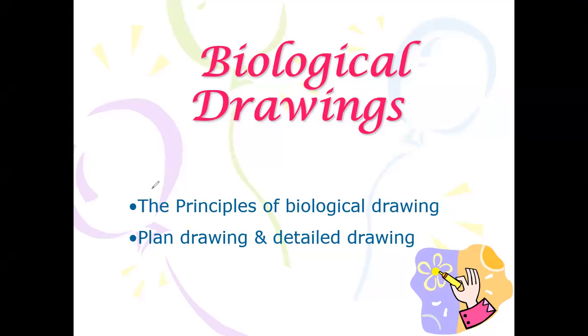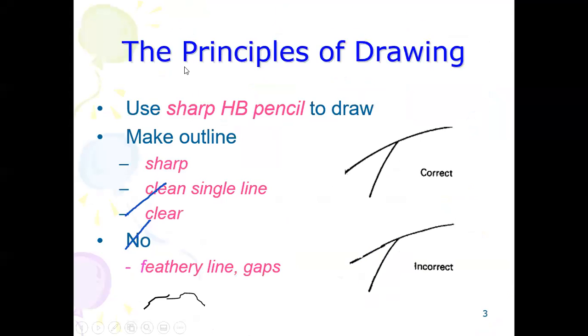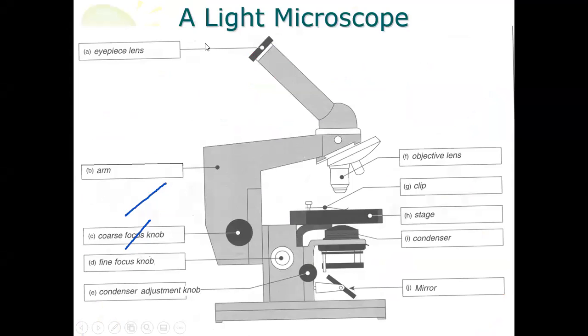So in this session, you're going to look at the principles of biological drawing and then how to make plan drawing and detailed drawing in biology. Okay, so these are the components or the parts of a microscope. So I hope that when you do the exercise, you will be able to fill in the blanks and you can check the answers from here.